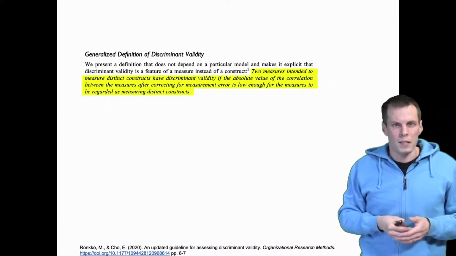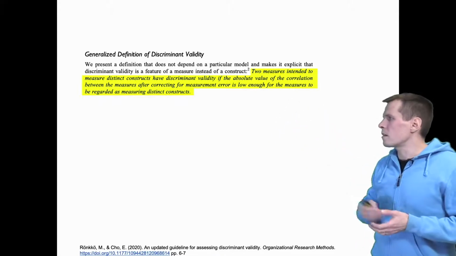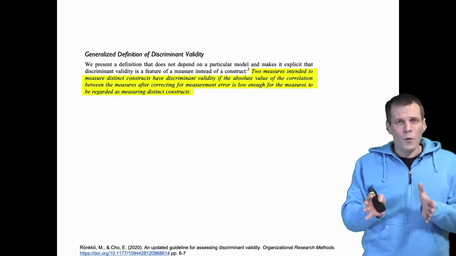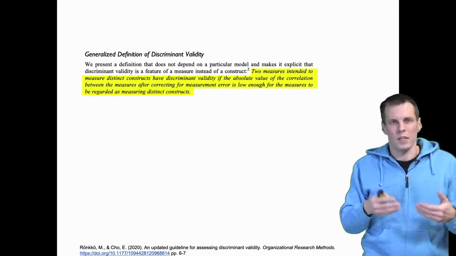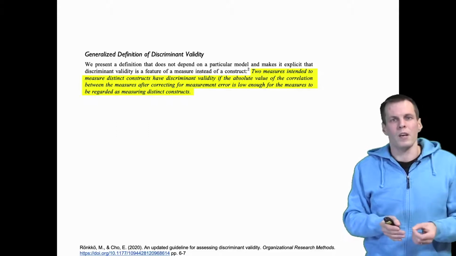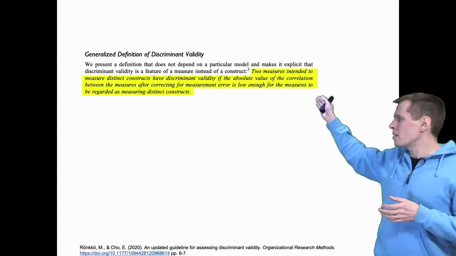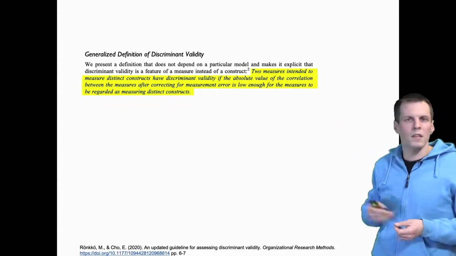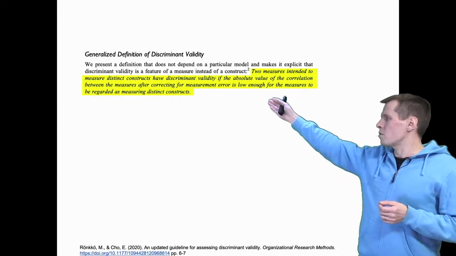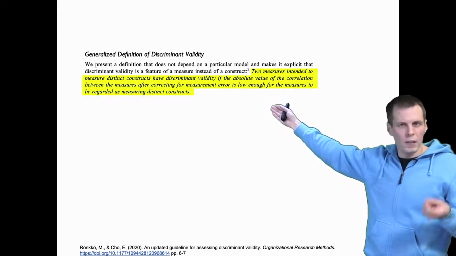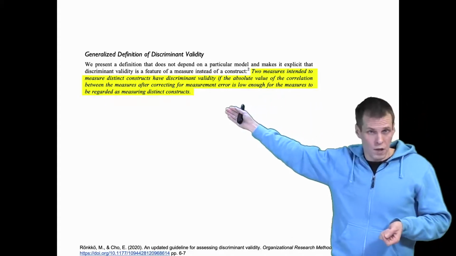How we come up with this definition is explained in detail in the paper, but we define discriminant validity as a property of an item or scale pair. We call these items or scales measures. So a measure can be a collection of items or it can be a single-item measure. Two measures that are intended to measure distinct constructs have discriminant validity if the absolute value of the correlation between the measures, after correcting for measurement error, is low enough for the measures to be regarded as measuring distinct constructs.